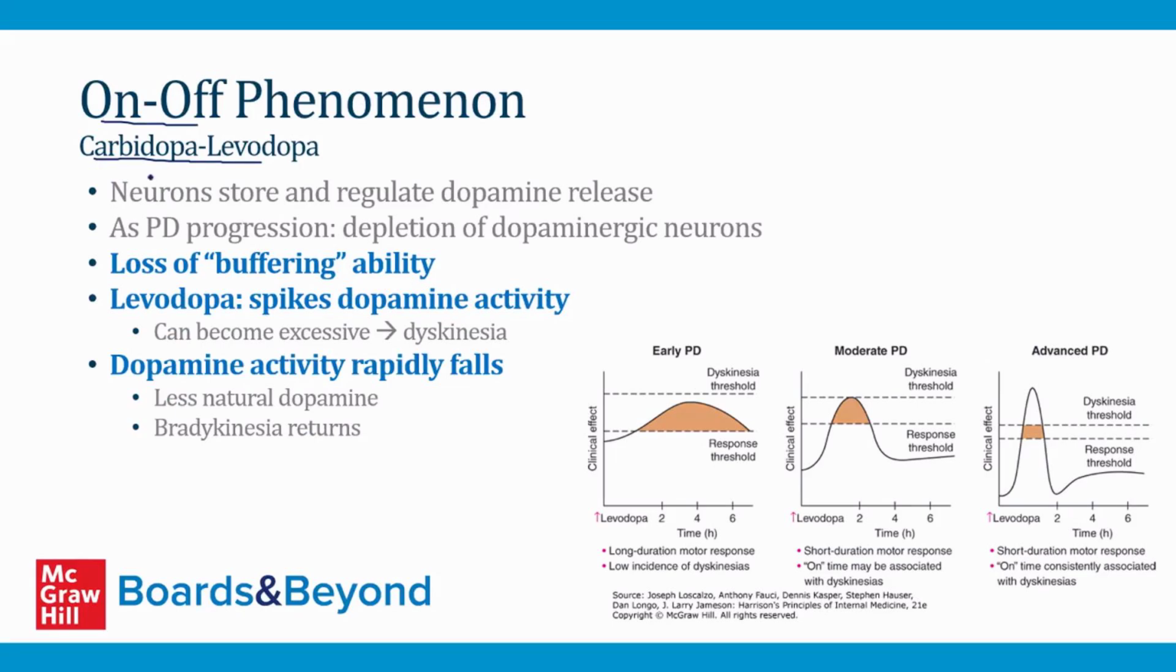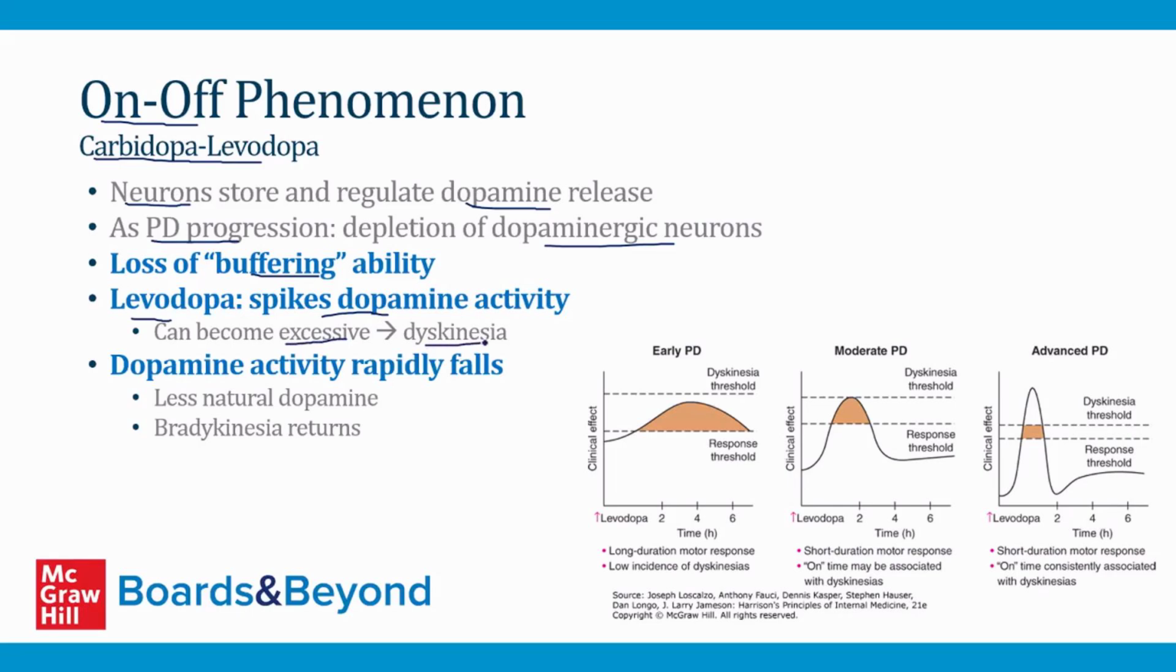So the idea behind the on-off phenomenon is that healthy neurons in the basal ganglia store and regulate dopamine release. But as Parkinson's disease progresses, you have depletion of these dopaminergic neurons that are storing and releasing dopamine. This means you lose the buffering ability when you administer carbidopa-levodopa. So what do I mean by that? Well, without the ability of neurons to store some of the dopamine and then release it later, what happens is when you give a dose of levodopa, you spike dopamine activity in the central nervous system. This can be good for eliminating the symptoms of Parkinson's disease, but sometimes it becomes excessive, and patients get movement symptoms called dyskinesia, which I'll talk about in a second.